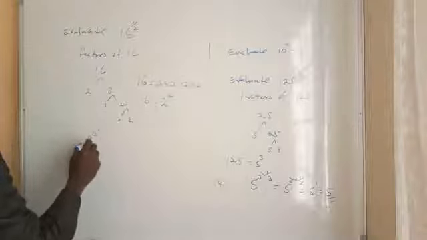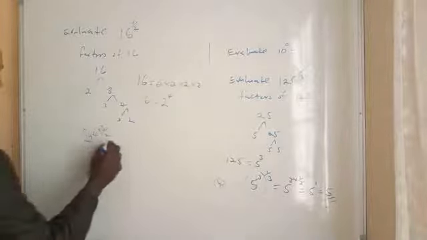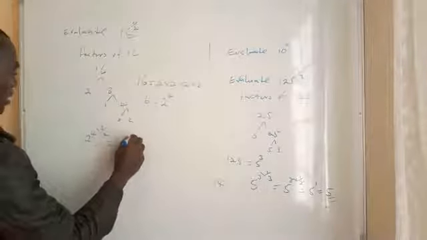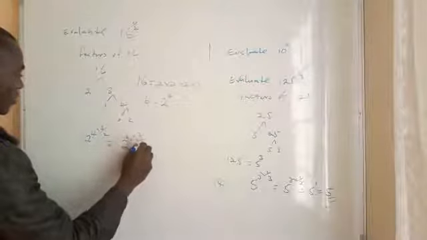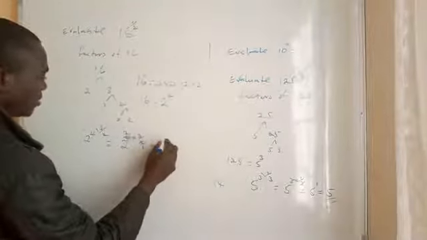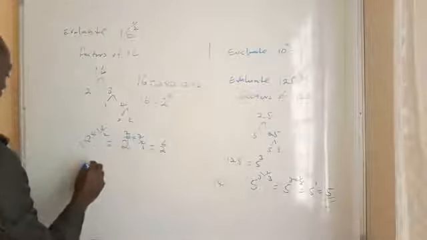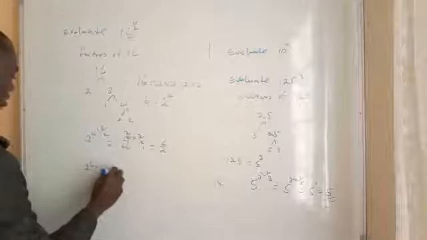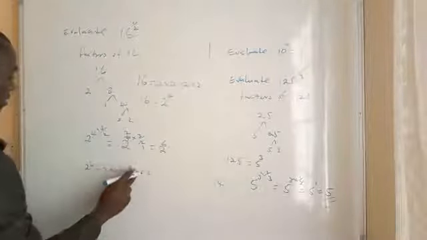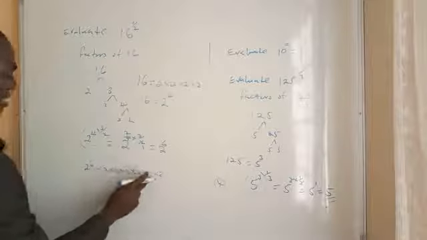So 16 is 2 power 4, raised to what power? 3 over 2. Law number 4 is still being emphasized. So that is 2 power 4 times 3 over 2. 2 and 2 cancel, 2 times 3 is 6. So that is 2 power 6. 2 power 6 is the same as 2 times 2 times 2 times 2 times 2 times 2, which is 4, 8, 16, 32, 64.